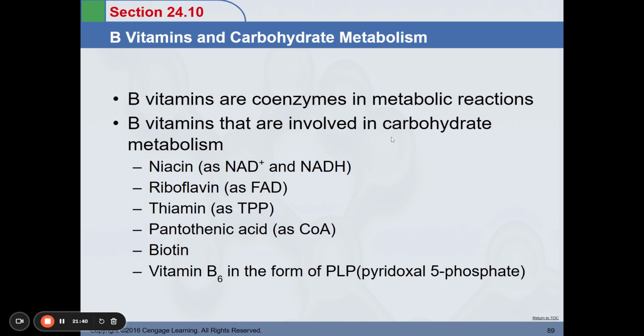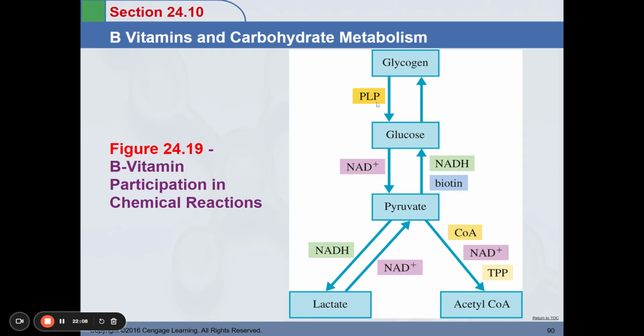B vitamins are coenzymes in metabolic reactions, and the B vitamins involved in carbohydrate metabolism are niacin, or our NAD and the reduced NAD. We have the riboflavin or the FAD, as well as the reduced FAD. We have thiamine, we have the pantothenic acid or the CoA, we have biotin, and of course we have vitamin B6 in the form of pyridoxal 5-phosphate. So here is how important these B vitamins are in the reactions of our carbohydrate metabolism.